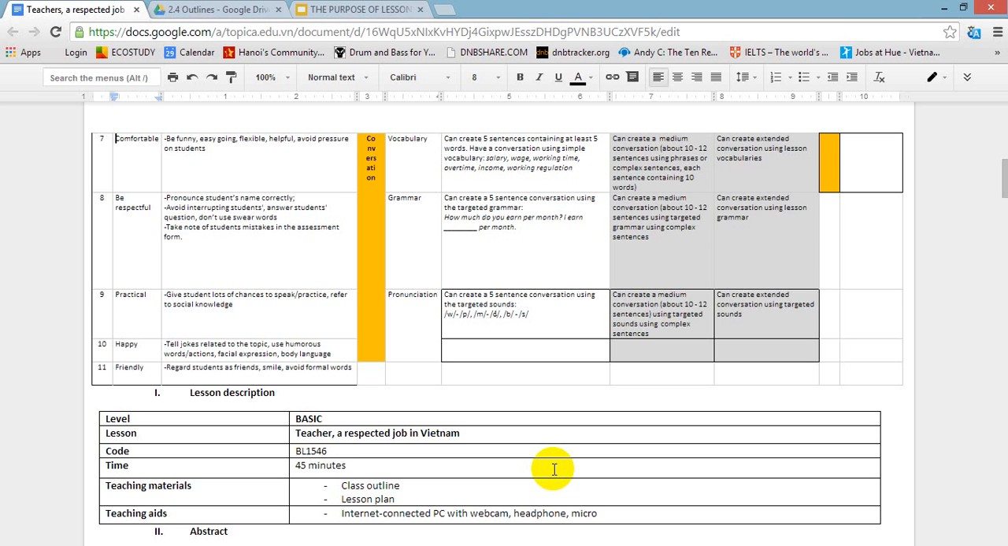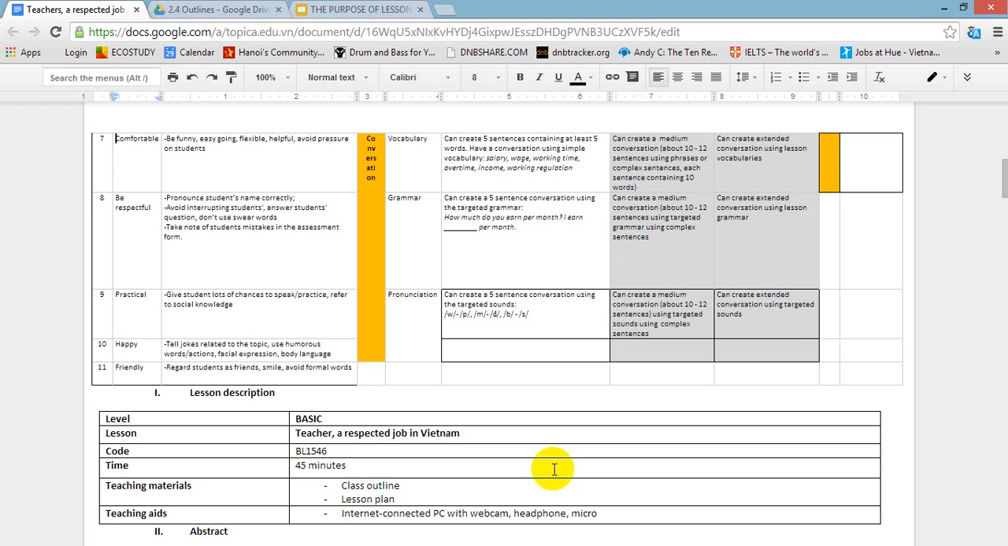Okay, and again, for the grammar, when they are in the conversation, the basic students will need to create 5 sentences using the grammar that they learnt in today's lesson. And the intermediate students will need to have a longer conversation using 10 to 12 sentences using the grammar from the lesson.